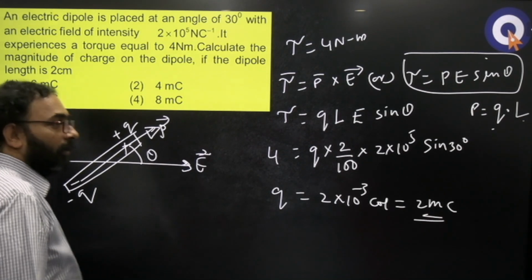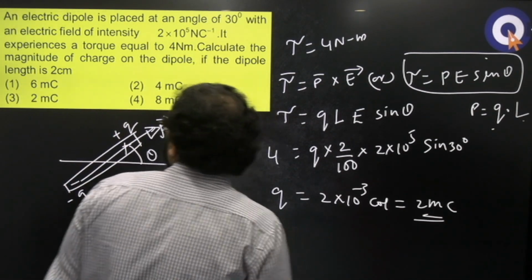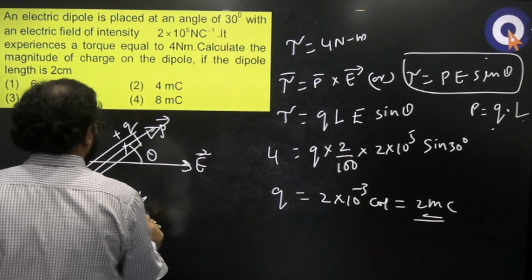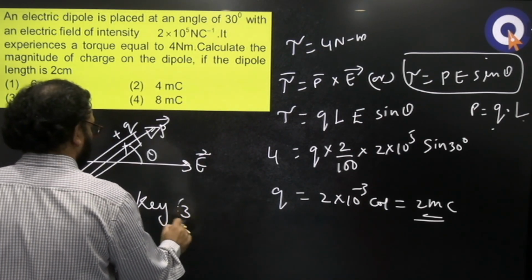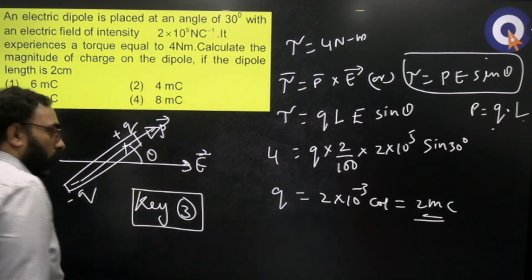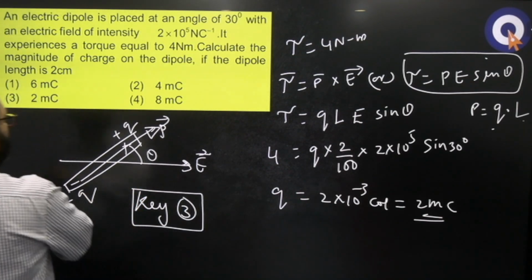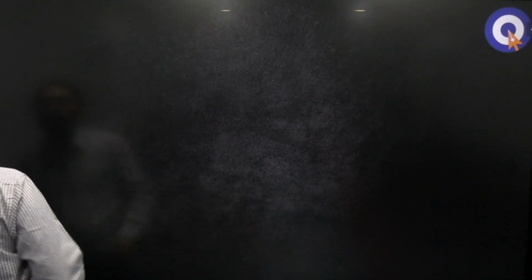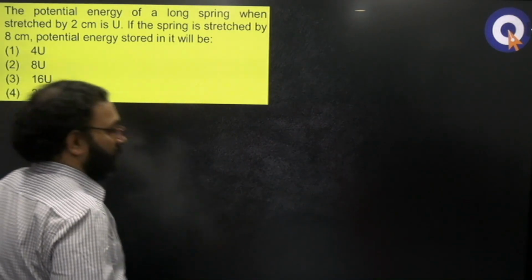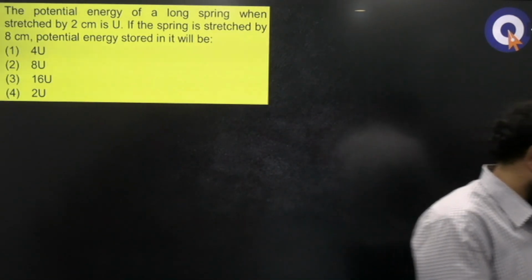We will proceed to the next question, all of you. The answer is 2 millicoulomb. Next one, all of you. Next question.